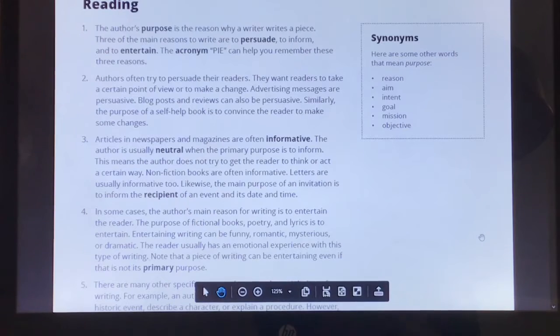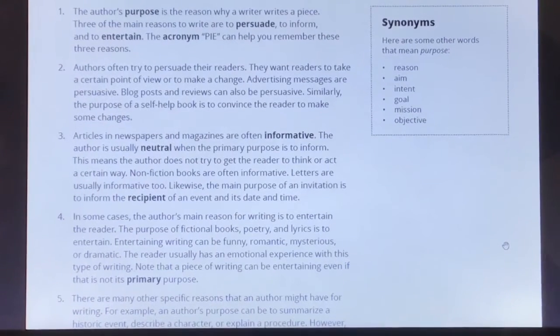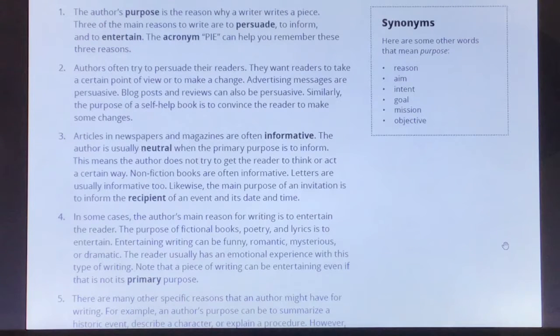So here's the reading. The author's purpose is the reason why a writer writes a piece. 3 of the main reasons to write are to persuade, to inform, and to entertain. The acronym PIE can help you remember these 3 reasons. Authors often try to persuade their readers. They want readers to take a certain point of view or to make a change. Advertising messages are persuasive. Blog posts and reviews can also be persuasive. Similarly, the purpose of a self-help book is to convince the reader to make some changes.